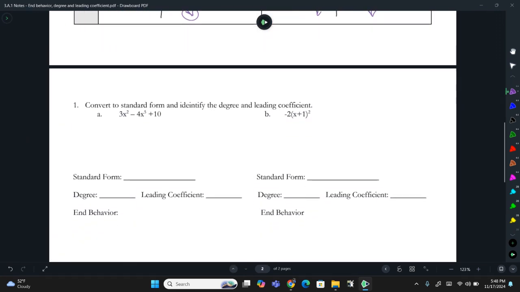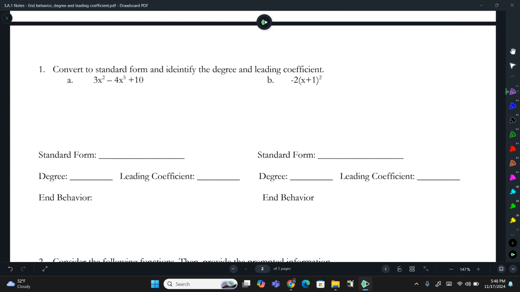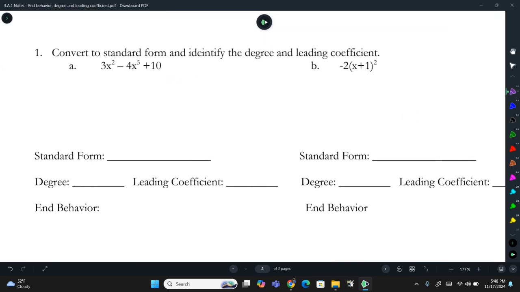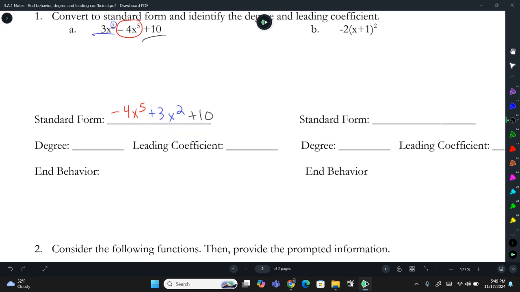So on the next page, we're first going to convert to standard form and then identify the degree, the leading coefficient, and the end behavior. So remember, standard form is when you have the biggest exponent first. Well, our biggest exponent is at x to the 5th power. So we need to put this in the front. So negative 4x to the 5th. Then our next biggest exponent is this x squared. So plus 3x squared. And then plus 10. So our exponents now go from biggest to smallest.